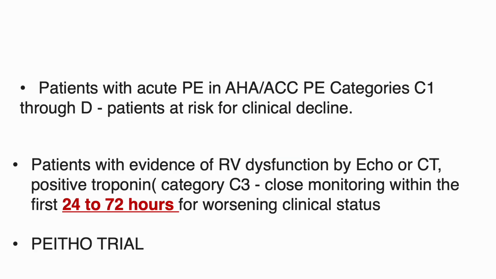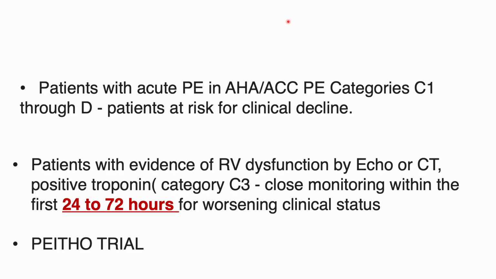Now, it's important to remember that these patients between category C1 and D are the ones who are on the edge. These are the patients who are at risk of clinical decline, and these are the patients where an incipient cardiopulmonary failure may happen. So this group of patients are the ones who need the most monitoring. A close monitoring within the first 24 to 72 hours is required for worsening clinical status, which was also supported by the PLETHO trial. So during this critical time, this patient will not be sent home.